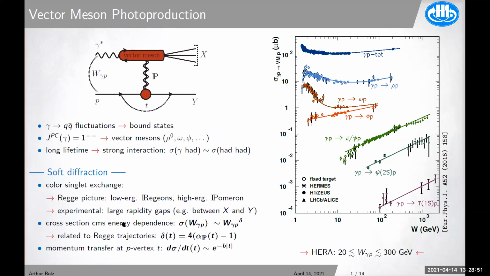The interesting observation here is that for these soft diffractive cross sections, when we look in the high energy range, we observe that the cross sections of vector meson production, but in general hadronic scattering, rise with the energy.